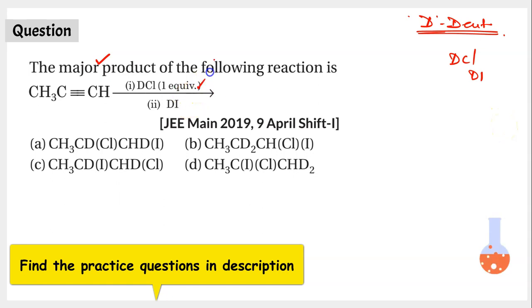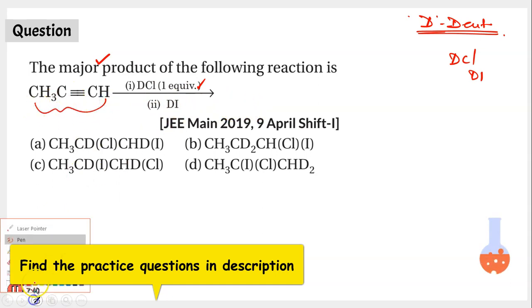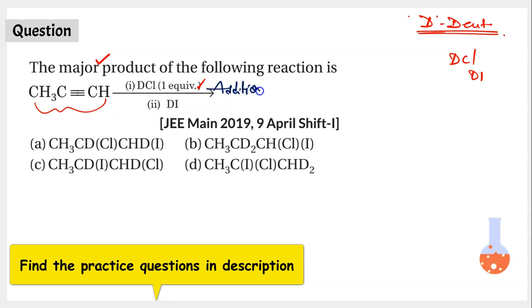And they're also mentioning how many equivalents of DCl you took. You took 1 mole or 1 equivalent, right? So look at the reactant that you have. You have an unsaturated hydrocarbon. You have an alkyne over here. As we already know, when you subject alkynes to molecules like DCl, HCl, HI, H2, Cl2, they undergo addition in the first place. So the first step must be an addition.